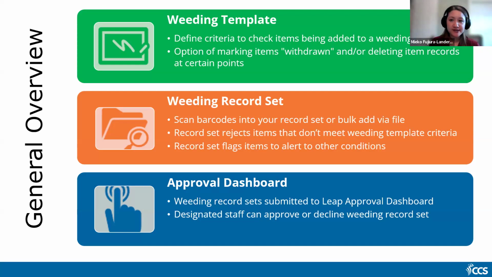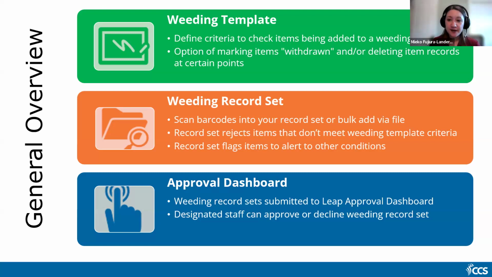After the weeding record set is built, it's then submitted for approval. So once submitted, the record set will appear in a new Leap utility called the Approval Dashboard. And here, designated staff can approve or decline the weeding record set. So if approved, it will apply those record options as defined by the template.